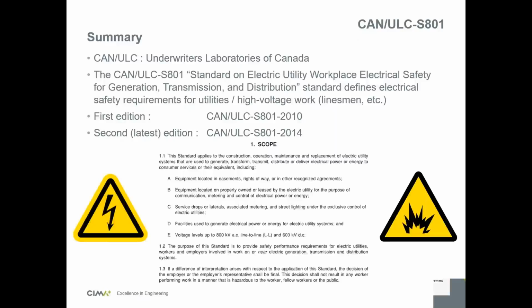For example, as you saw, the CSA standard was more for industrial or medium voltage, like 208 V to 15 kV arc flash risks and dangers. But this ULC standard is more applied for high voltage applications. The first edition of the S801 was published in 2010, and the second and latest edition was published in 2014. As you can see here, it's an excerpt from the standard. The standard applies to voltage levels up to 800 kV AC and 600 kV DC.